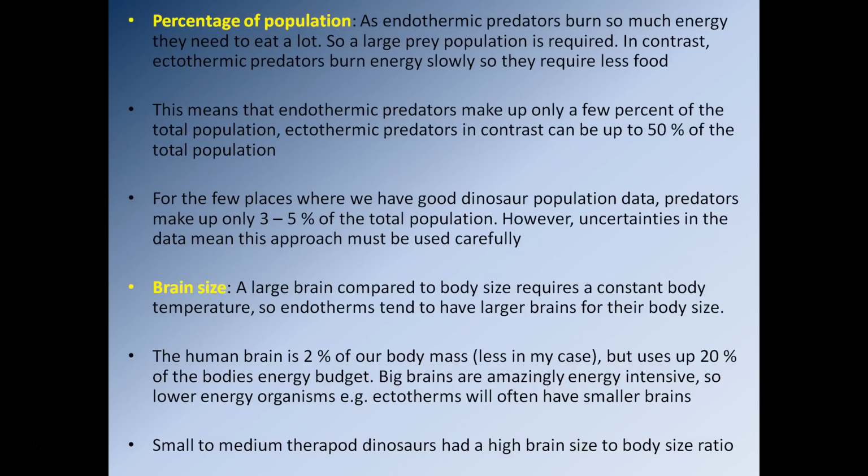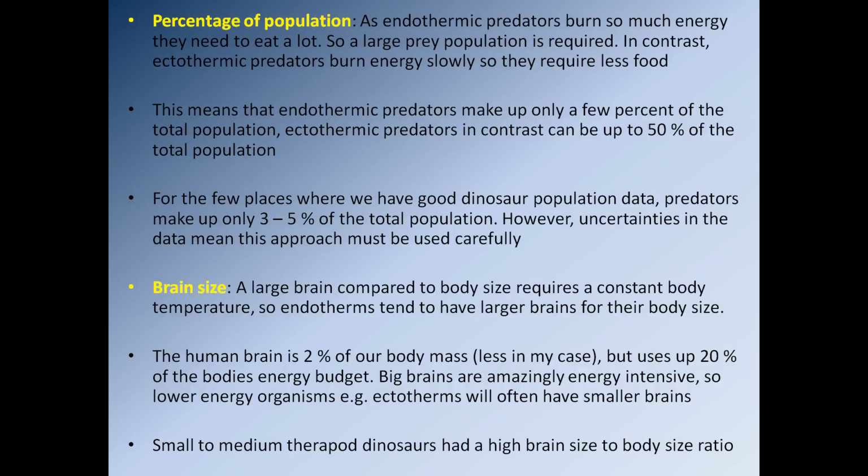Okay, so what other piece of evidence do we have? Well, the next piece of evidence is percentage of the population. Endothermic predators, so warm-blooded predators, think lions, tigers, etc., burn so much energy they need to eat a lot. A big predator like a lion has to eat at least every other day, otherwise it's in trouble. So in order to do this, large predators need lots of animals to eat. They need a very, very big population of prey.